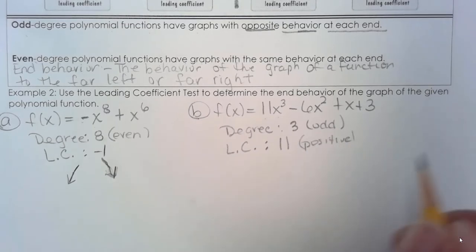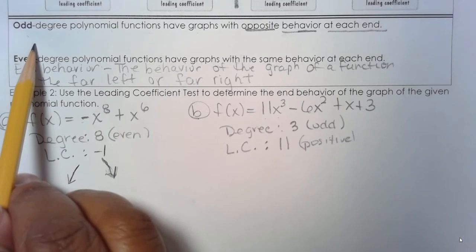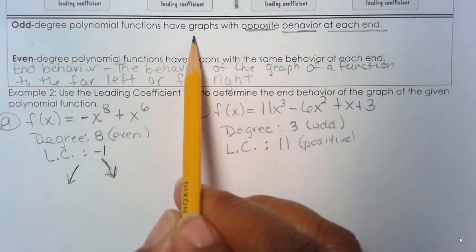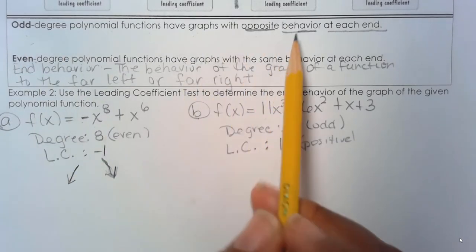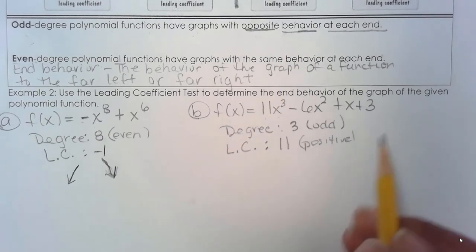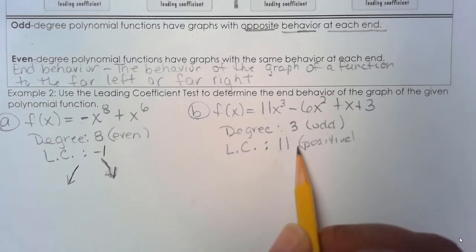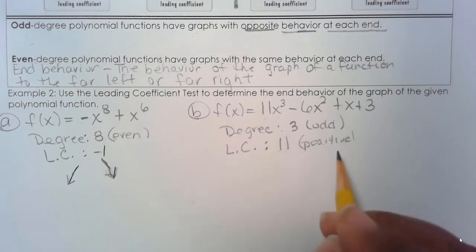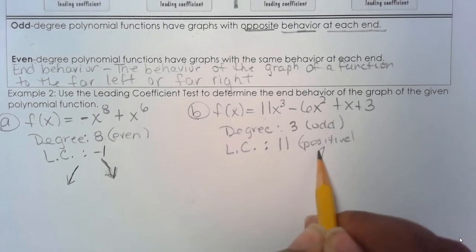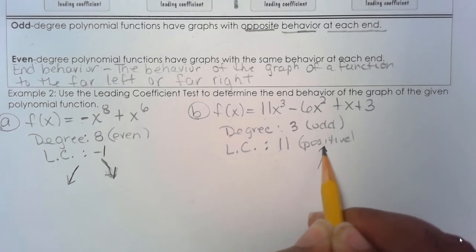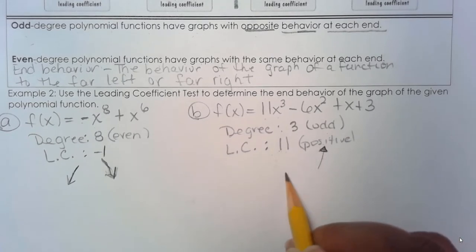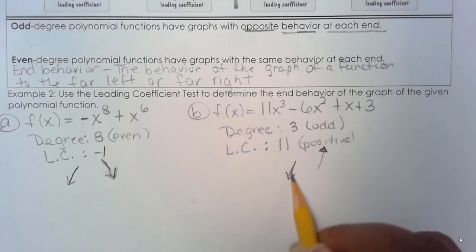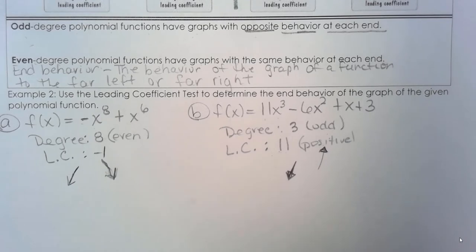Positive 11. Therefore, we have an odd degree, and that means that the graph will have opposite behaviors at each end. Now, since our leading coefficient is positive, you know that they're going to be in opposite directions, but the far right end behavior must be in the positive direction. Therefore, the left end behavior is going to fall to the left because they're going to be in opposite directions.